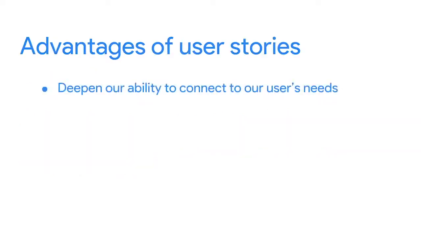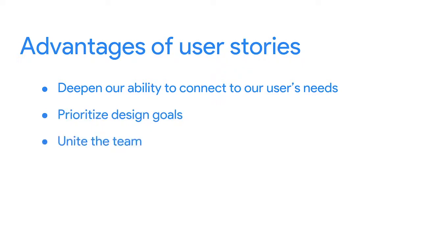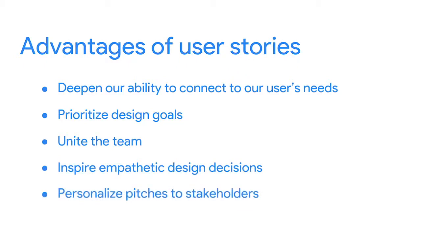User stories deepen our ability to connect to our users' needs. They also help us prioritize our design goals so we can pick the most important pain points for our products to solve, unite the team around the website's main goals, inspire empathetic design decisions that are truly centered around the user's needs, and personalize pitches to stakeholders to better demonstrate how our design will cater to each persona's main pain point. To build a great user story, you'll need a well-researched empathy map and corresponding persona that relates directly to your product.